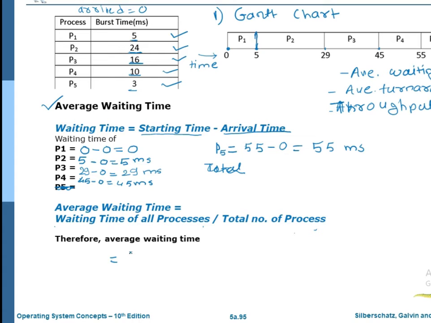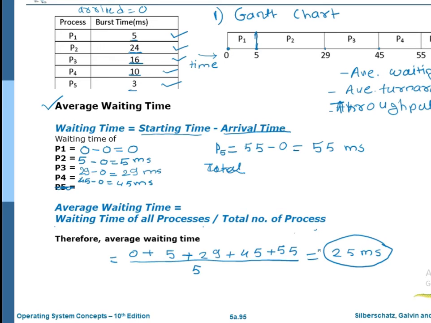So process P1 is 0, process P2 is 5, process P3 29 plus 45 plus 55. So we calculate the waiting time of all the processes divided by how many processes are there? 5 processes. So divided by 5. After calculating it, it comes to 25 milliseconds. So the average waiting time of all the processes here is 25 milliseconds.